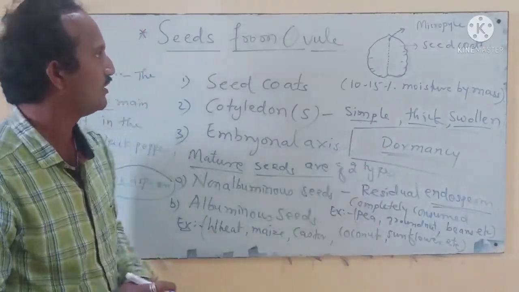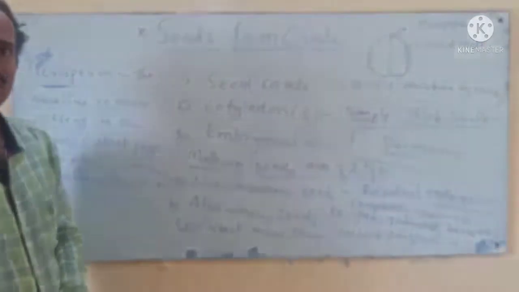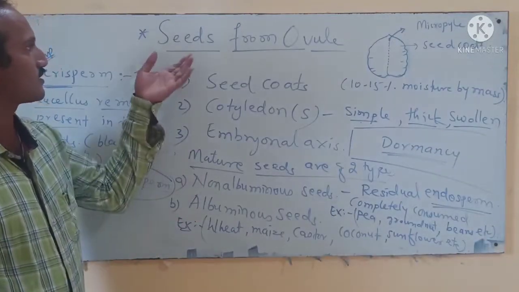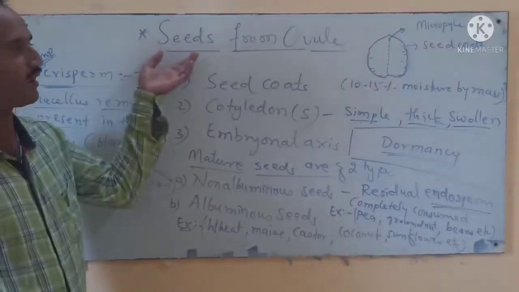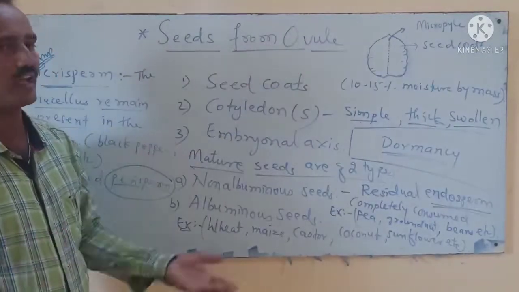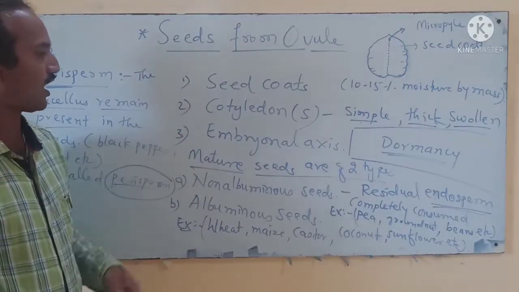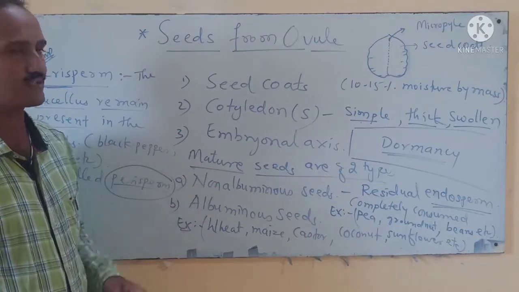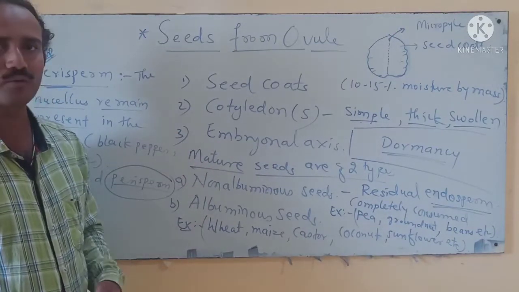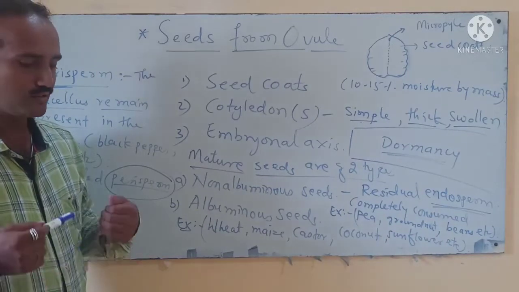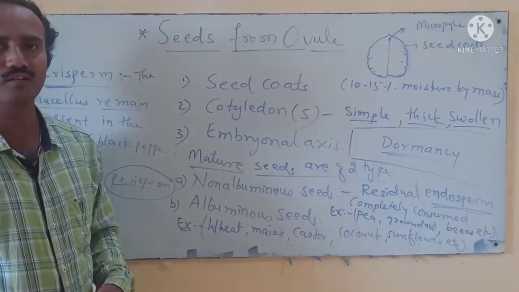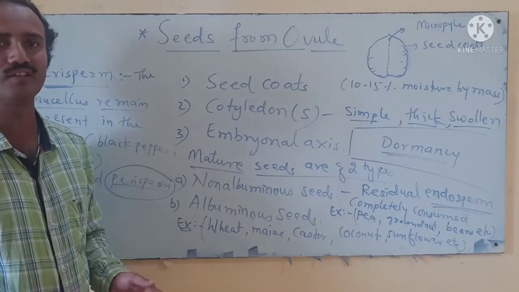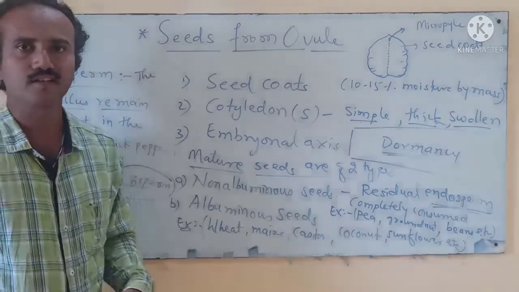So here we discussed the structure of the monocotyledonous embryo as well as the seeds formed from the ovules, how they are formed, what parts are present, and what types of seeds are present. Tomorrow we will discuss how fruits are formed from the ovary, and the special categories of embryo will be discussed in the next class.